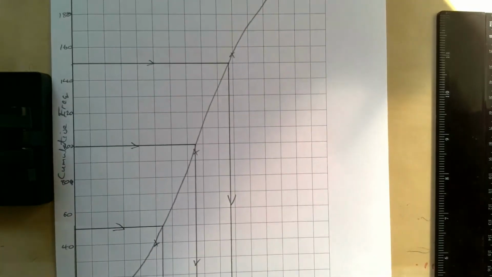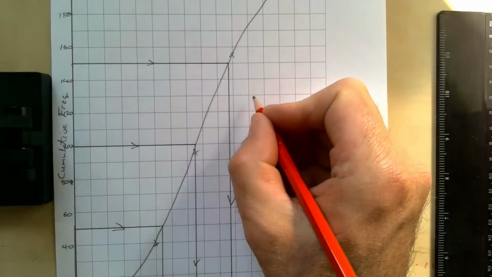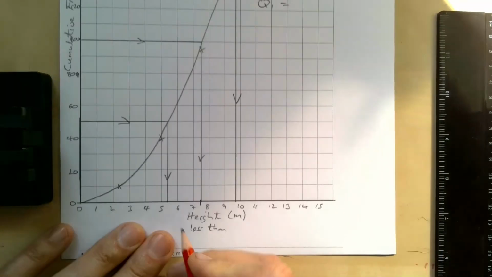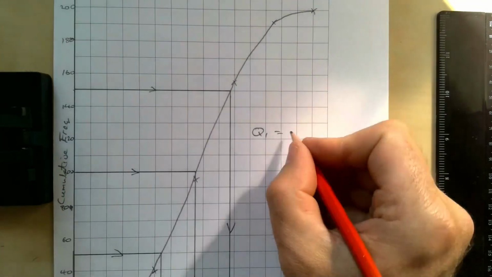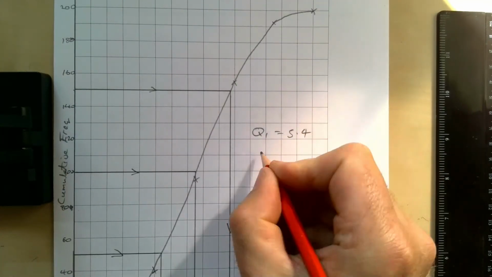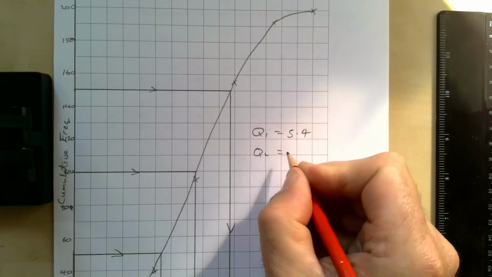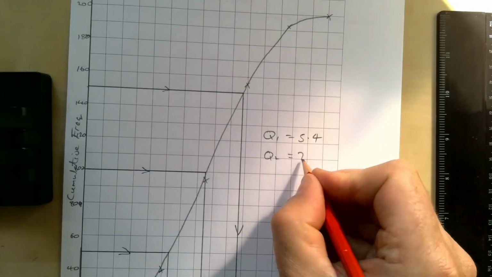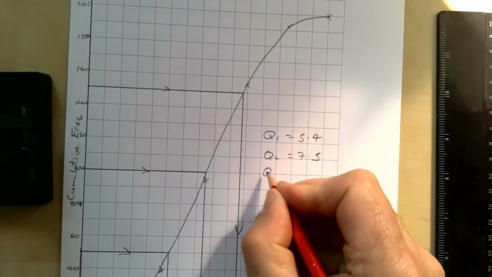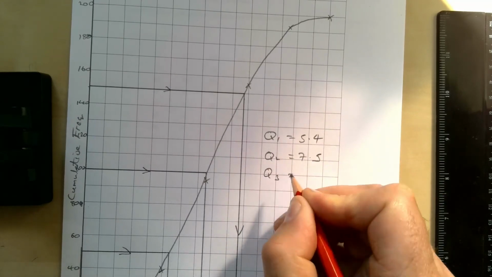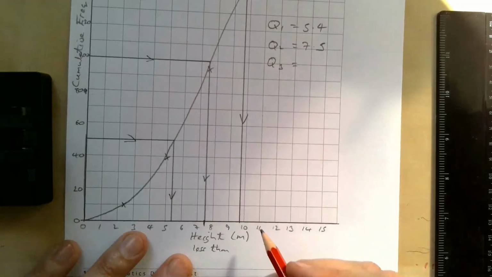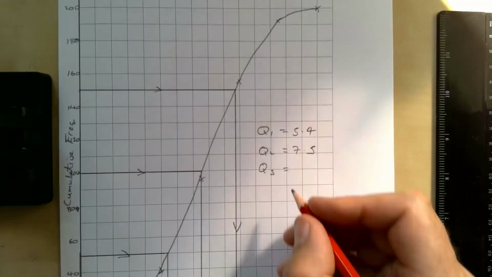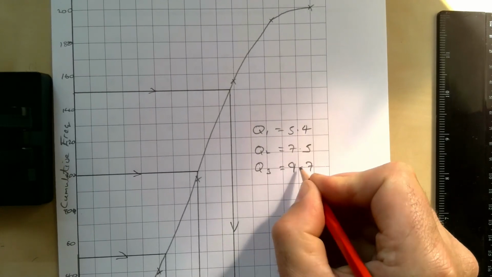So let's write down our three values and see what we have. Our Q1, which is our lower quartile, I thought was 5.4. Our Q2, which is our median, I have a 7.5. And our Q3, which is our upper quartile across here and down here, I'm going to go with 9.7 or 9.8. Let's go 9.7 actually, I think that's fine.